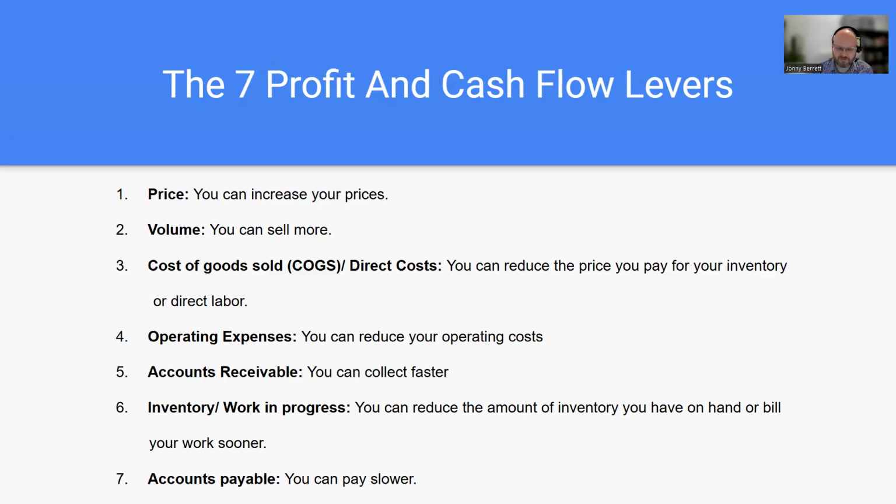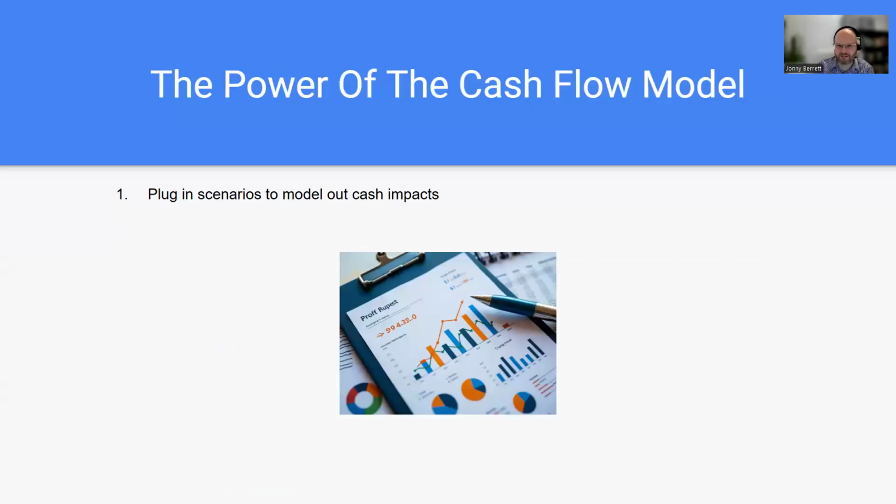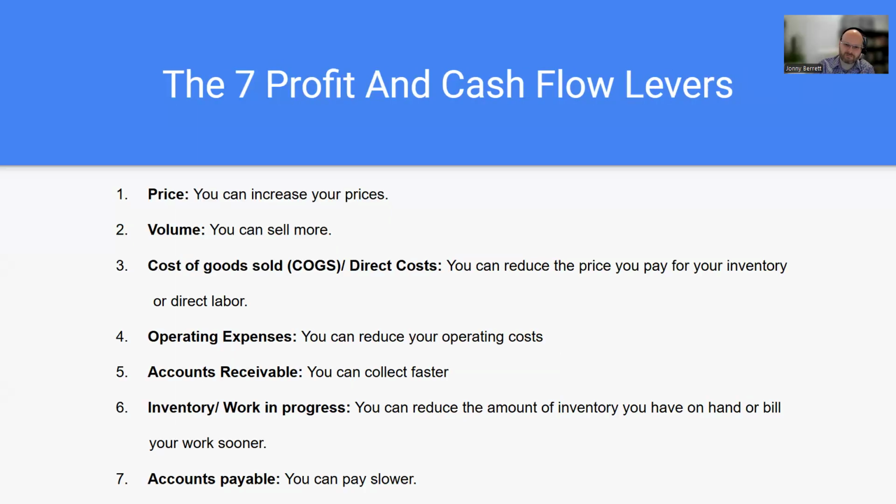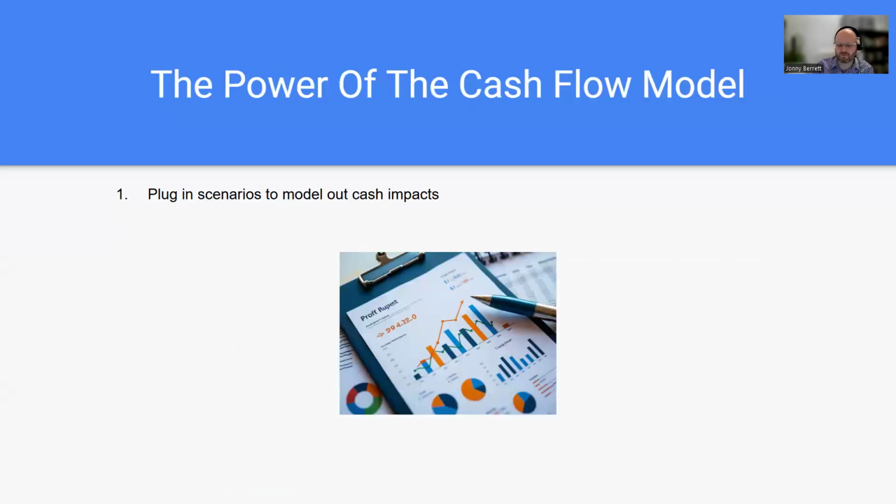If I compare that to operating expenses, what if I was able to instead plug into that model reducing operating expenses by $5,000 a month? And if I did that, how would that affect cash over time? So I wanted to mention that there's power in having a cash flow model and being able to model things out in the future when it comes to these different profit and cash flow levers, because you can see which one will give you the most return for the energy that you put into it.